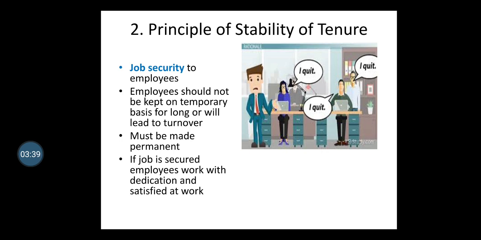So Fayol suggests that employees must be made permanent. They must be confirmed at work. That doesn't mean they should be made permanent in the very next month. Looking at their performance, studying their behavior and their output, the company could take a call. Now, what happens when employees are given job security? They work with more dedication, they work with commitment, and they are more satisfied at work, which in turn will lead to better productivity and efficiency in the organization.